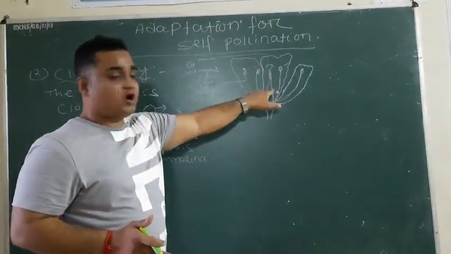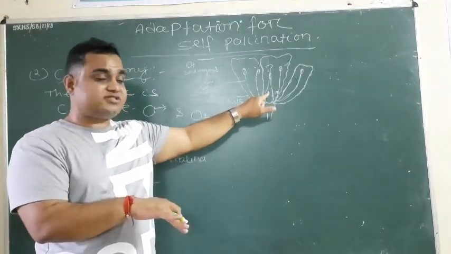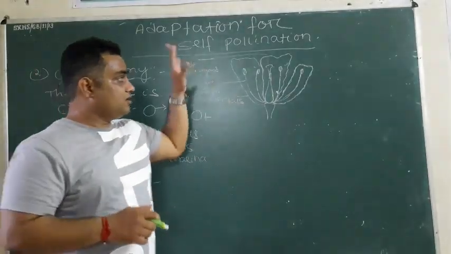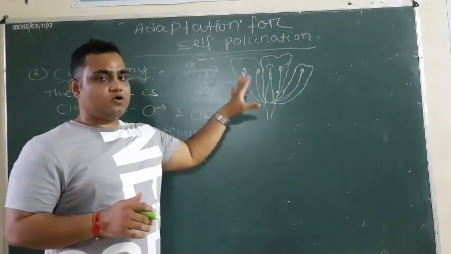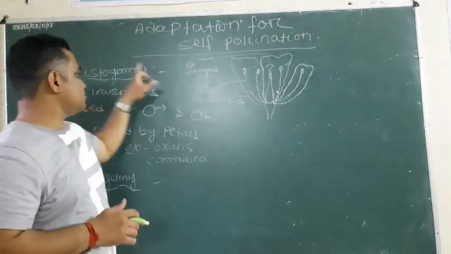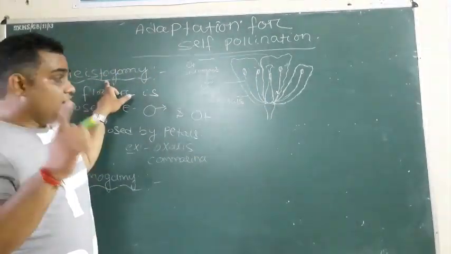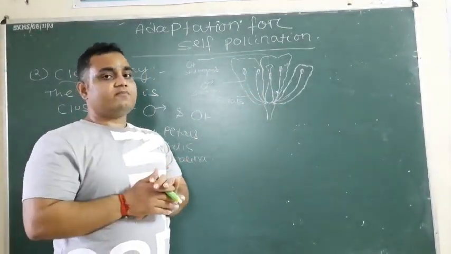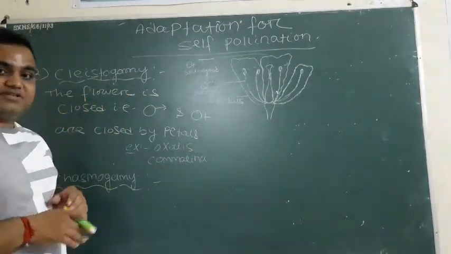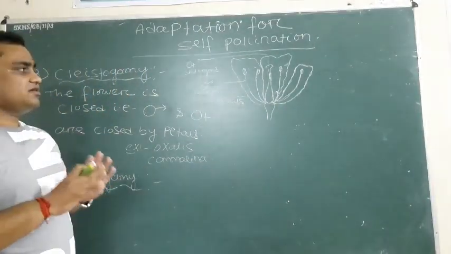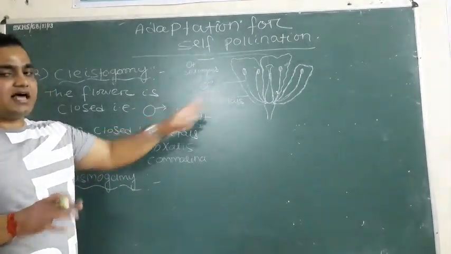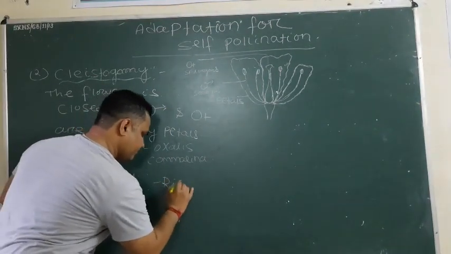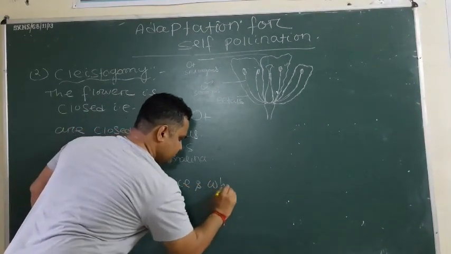When the reproductive whorls are enclosed by the accessory whorls, then it is called a closed flower. Once again I am repeating the statement. When the reproductive whorls are enclosed by the accessory whorls, then the flower is called cleistogamous. When the reproductive whorls are not enclosed by the accessory whorls, then it is called an open flower, that is chasmogamy. Chasmogamy means the flower is open. It means the male and female sex organs are not enclosed by the petals. And the best example is rice and wheat.